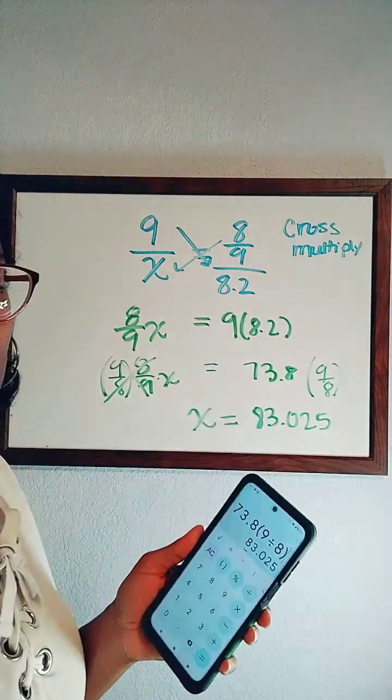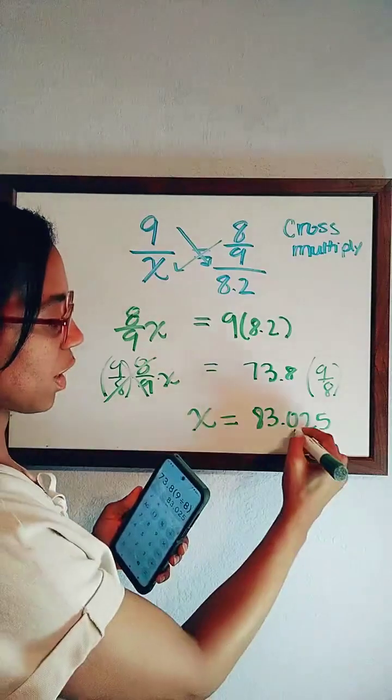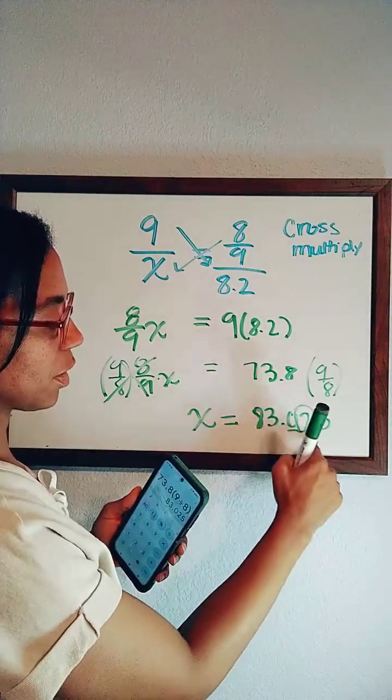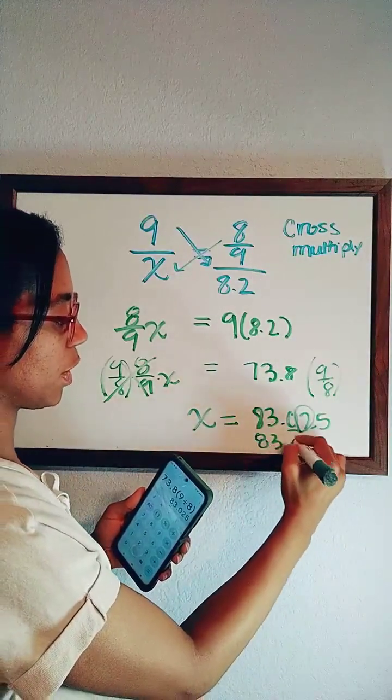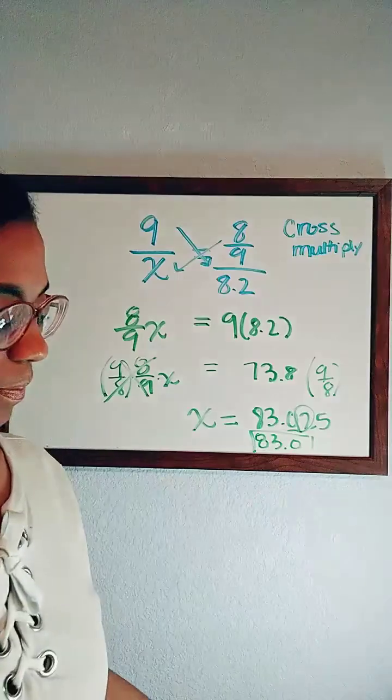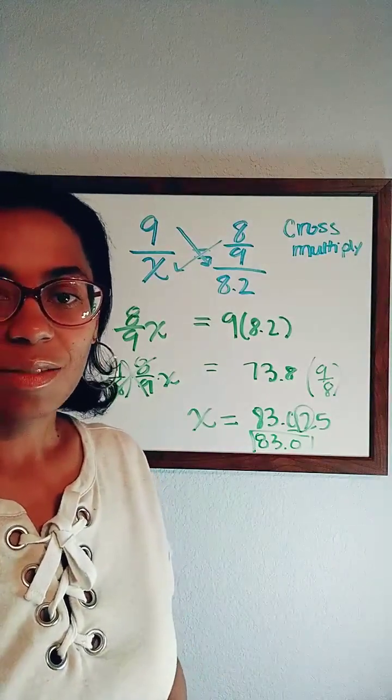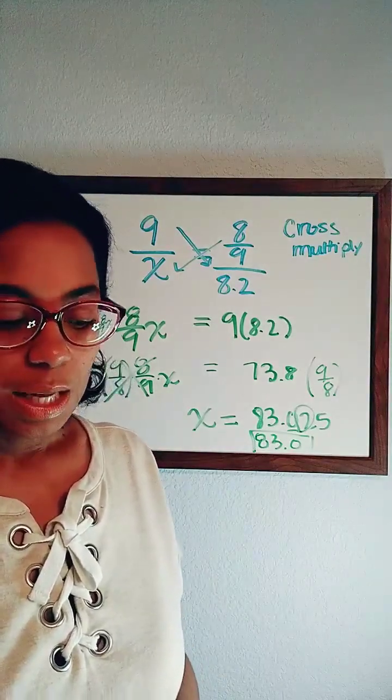83.025. She said that she had to round to the nearest tenth, so I look at my hundredths place, and I'm good, because remember, if you're 5 or higher, you go up, but you're not, so it would just be 83.0. Bada bing, bada boom.